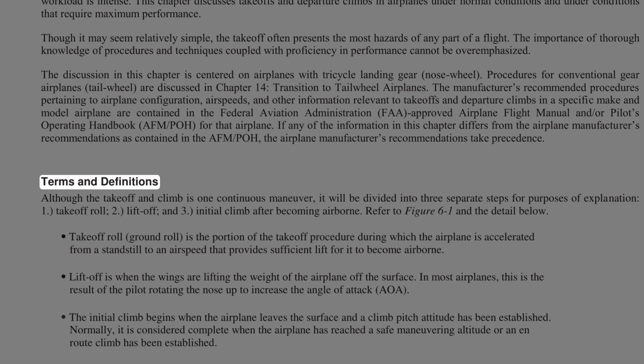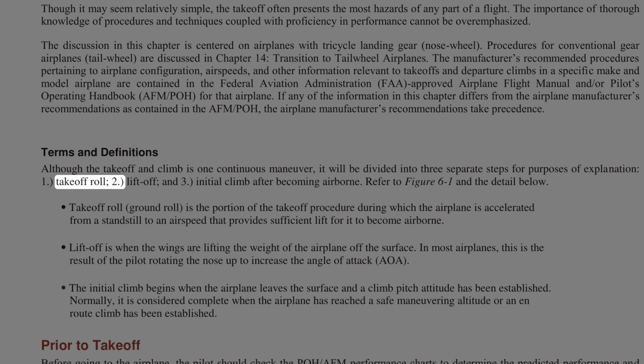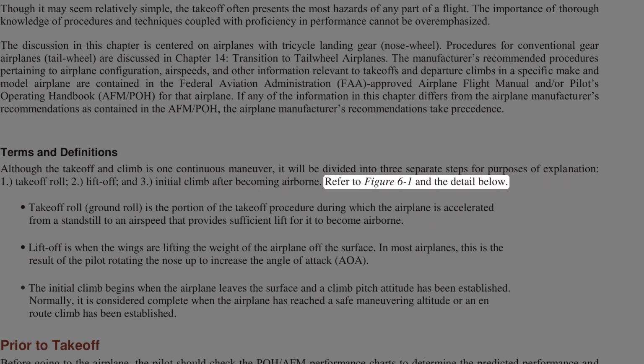Terms and definitions. Although the takeoff and climb is one continuous maneuver, it will be divided into 3 separate steps for purposes of explanation. 1. Takeoff roll. 2. Lift off. And 3. Initial climb after becoming airborne. Refer to the details below.